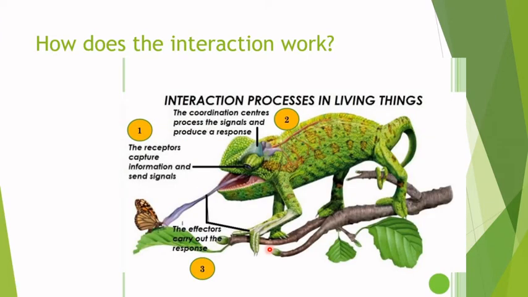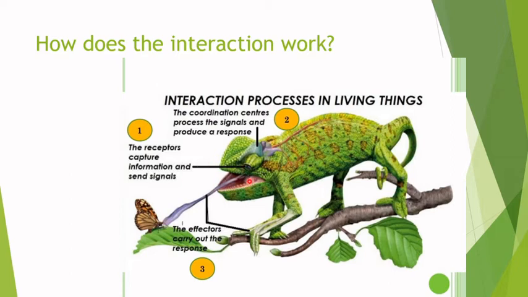Right, so the interaction enables living things to capture information from their environment. This information is called stimuli, and these stimuli are captured by the receptors. That's what we're going to do today. We're going to study the receptors. But there are several types of these receptors.